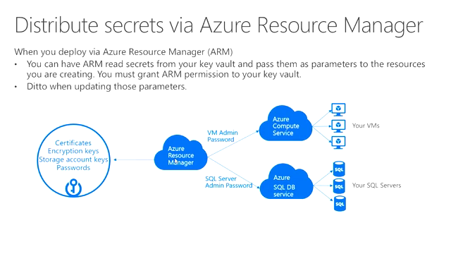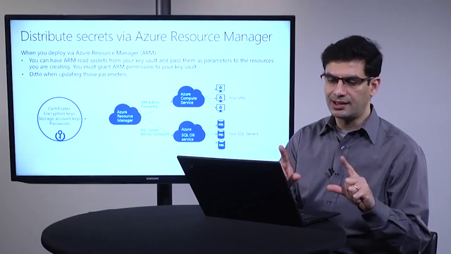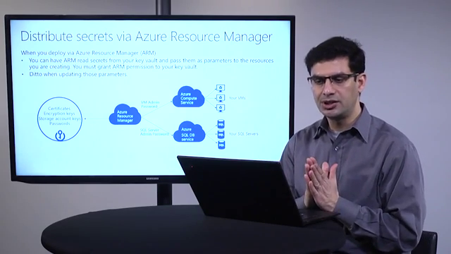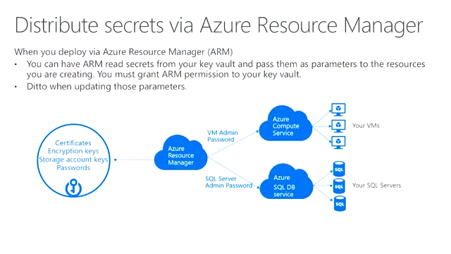Now, to be able to do all this, you have to set permissions in your key vault. Specifically, you need to grant the Azure Resource Manager permission to read secrets from your key vault. And you do that using something called Enabled for Deployment. We'll get into the exact specifics of the template here, but let me just do a breadth-first overview of the other methods that you can do this in.